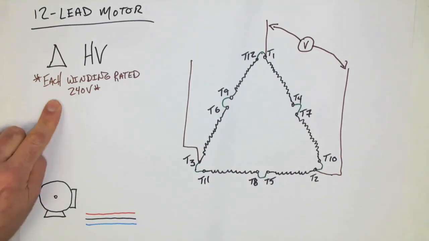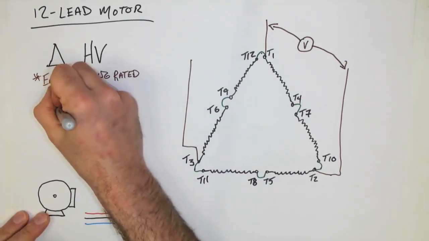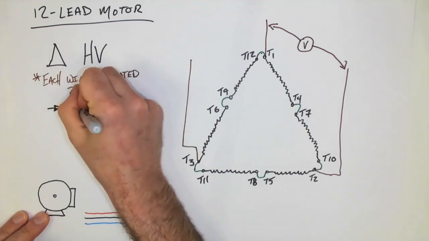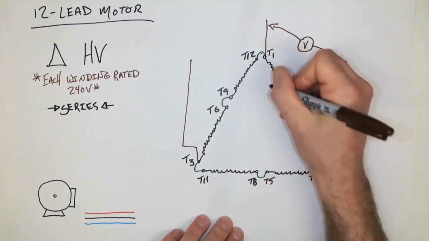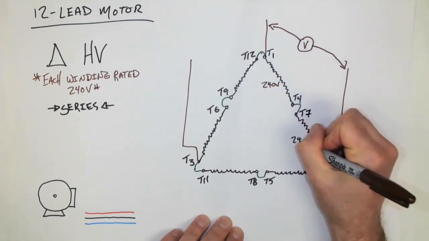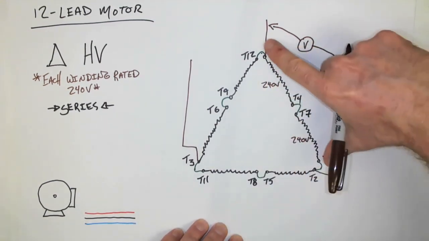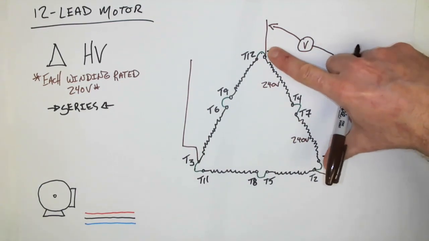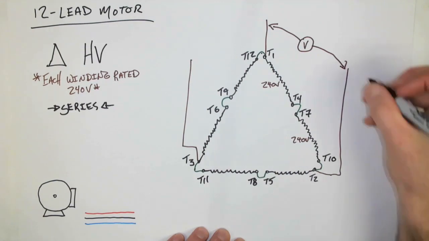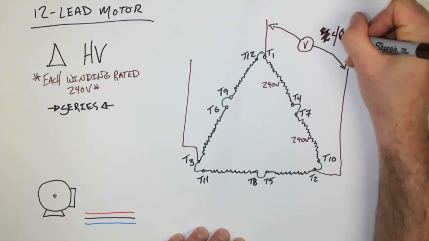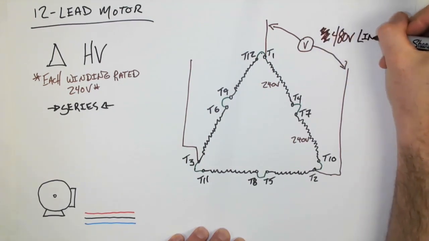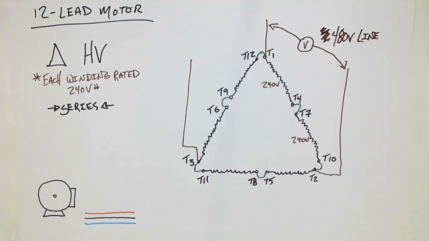Well, each winding is rated 240, and we have placed it in series. And if we look at the voltage values given here, each winding continues to be rated for 240 volts. And since they're connected in series, in delta, the phase voltage would be equivalent to the line voltage, meaning there would be a 480 volt line value for the three-phase. So 480 volt would be utilized for this connection.